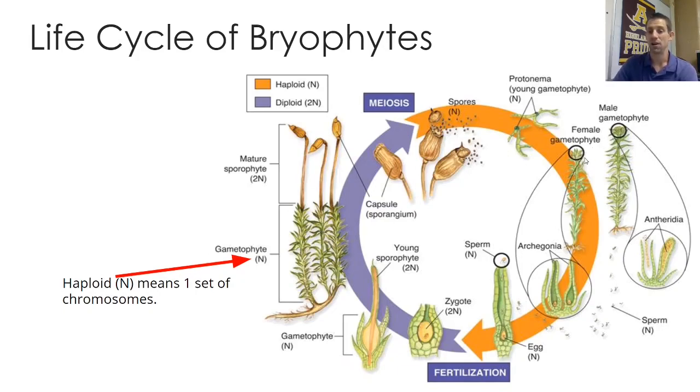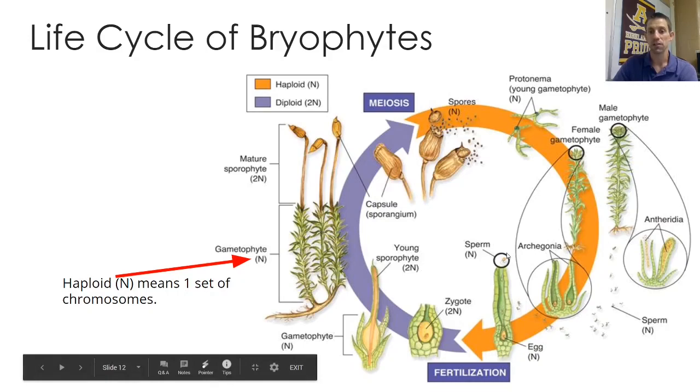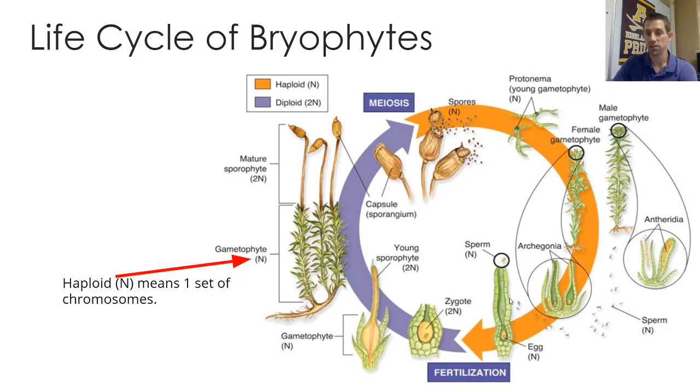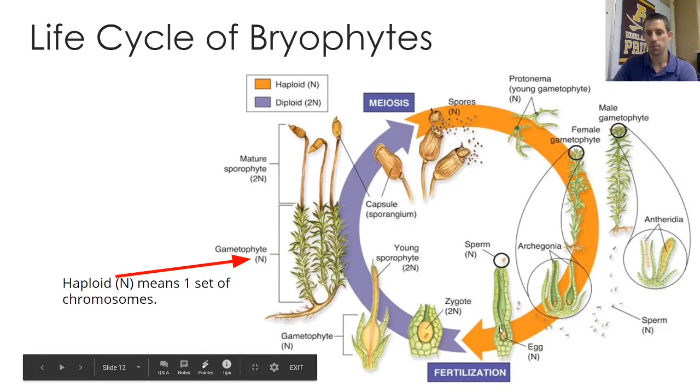Those eggs and sperm then can be released, and typically it's then carried by water, and it can make its way over to a female gametophyte where fertilization can take place. Once the sperm combines with the egg, we can then start to grow the sporophyte portion of the plant. That sporophyte portion is diploid.